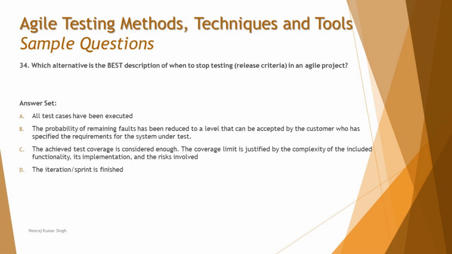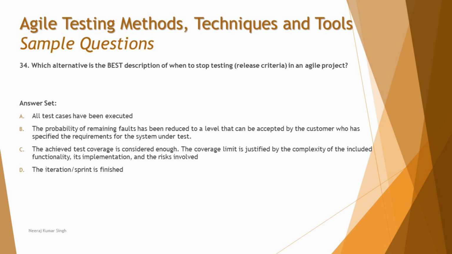B: the probability of remaining faults has been reduced to a level that can be accepted by the customer who has specified the requirement for the system under test. Absolutely. This is also one of the parameters of the exit criteria, that there might be a threshold or cutoff defined by the customer that the number of defects remaining to be fixed should be sufficiently low, then we accept the product. And this is not wrong. That's another good parameter to be included in the exit criteria. But we are looking for the best. So for that, we have to check all four options.